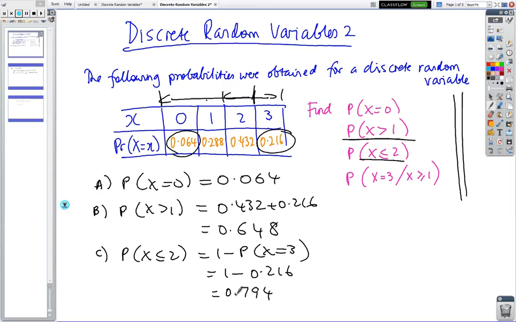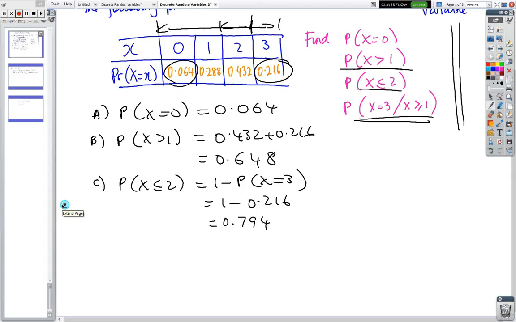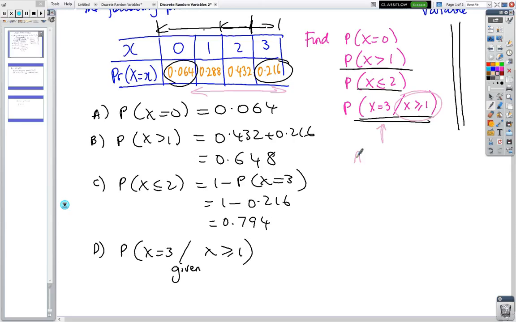Now this last one, we did this in conditional probability. So what we're looking at is the probability that x equals 3, given x is greater than or equal to 1. So what I'll do is go up to the table again. The condition is x is greater than 1, so it's those three numbers. Now the formula, just to remind you: probability of A given B equals probability of A intersection B over probability of B.